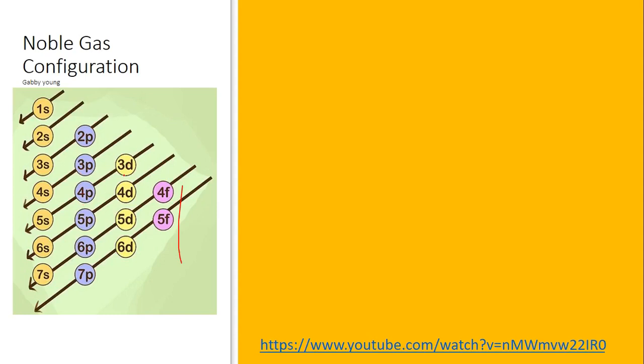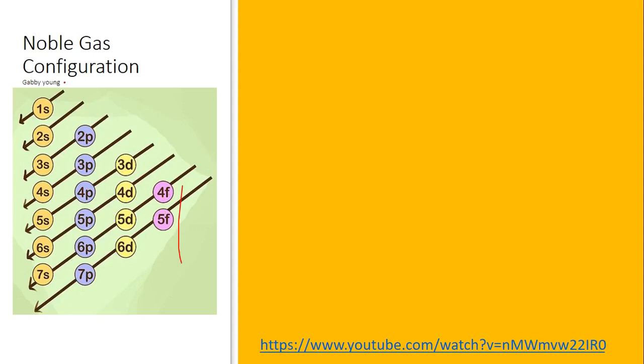Then 3D. Think of the movies, right? You see things in 3D. There is no 2D because it's not big enough. The 3D is big enough to hold a D sublevel. So 3D, 4D, 5D, 6D. And then F, again, the 3 energy level is not big enough to hold enough. It has to go to the 4, 4F, 5F.